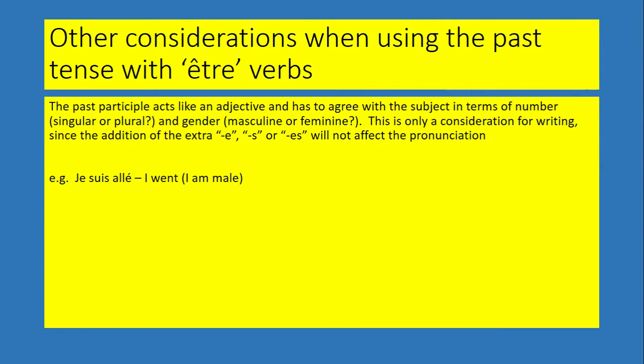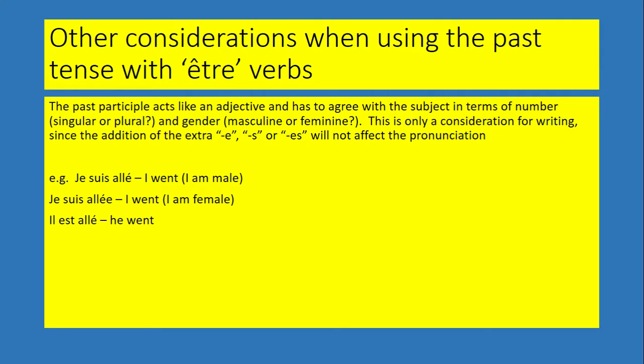That's I went, and that's assuming that I am male. If you're female, you'd say je suis allé, but you'd write it with that extra E on the end. Because you're using être in the middle, the participle acts a bit like an adjective and has to agree with the subject. Here the subject, I, is a female I, so that's why the extra E is on allé.